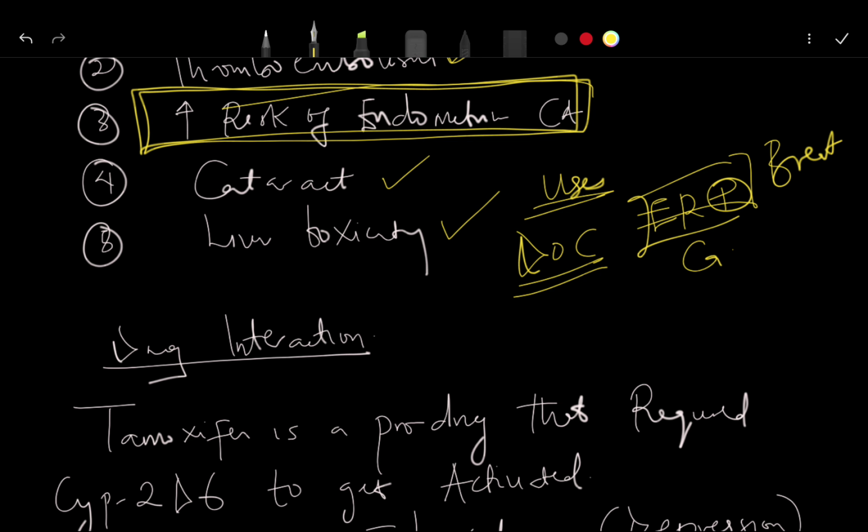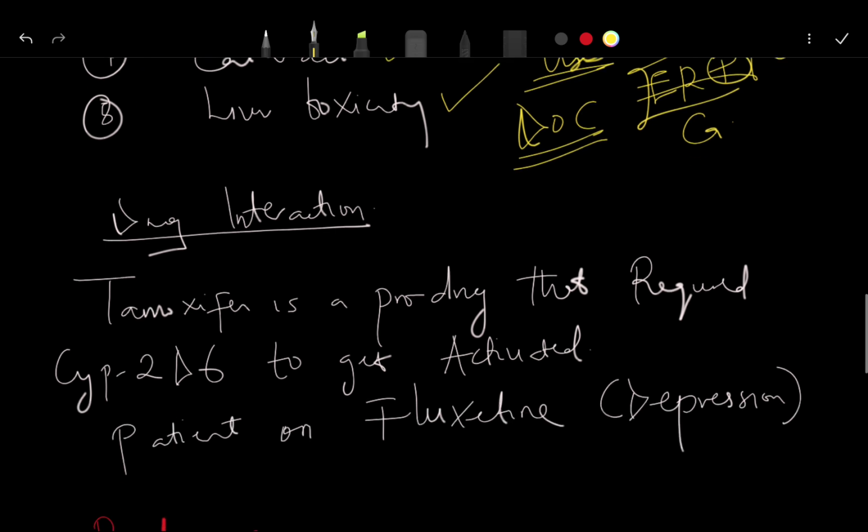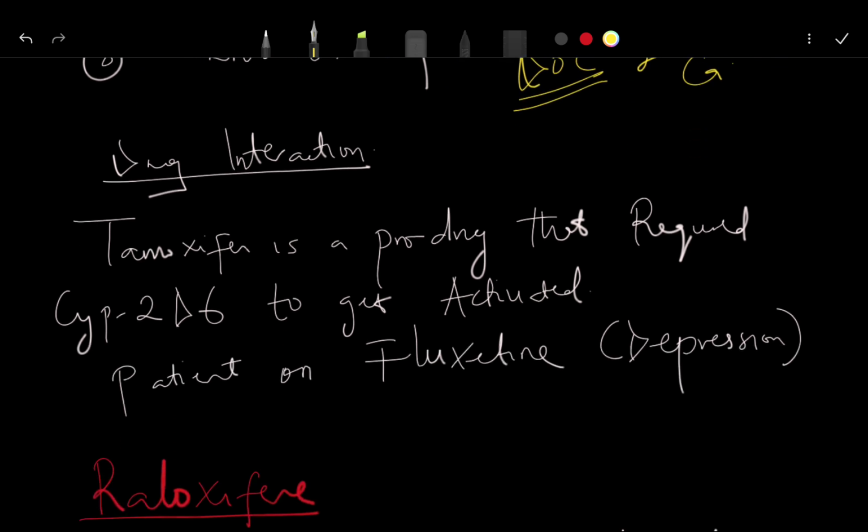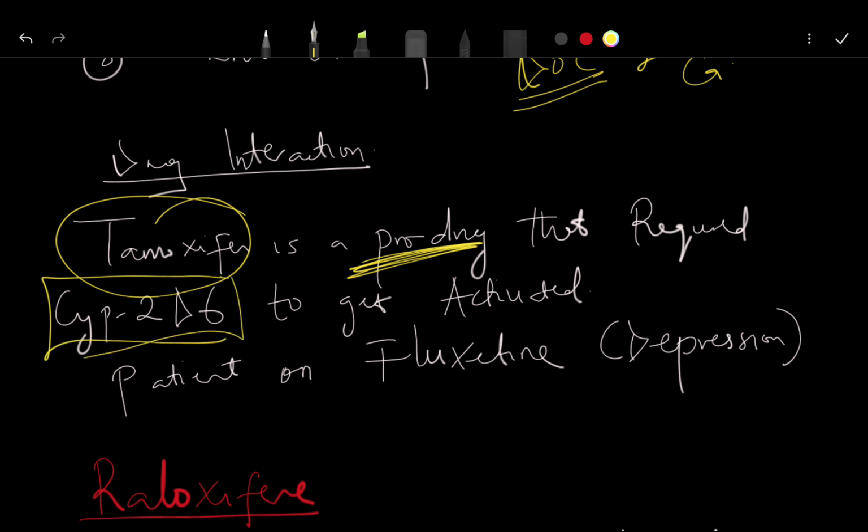So if you go to the ward, you see it a lot. It's always tamoxifen. Now, there is a drug interaction of tamoxifen that I want you to remember, and that is that tamoxifen is a prodrug. And this prodrug requires cytochrome 2D6 to be activated.